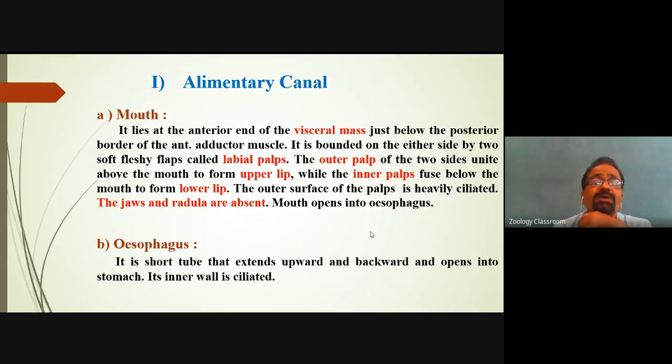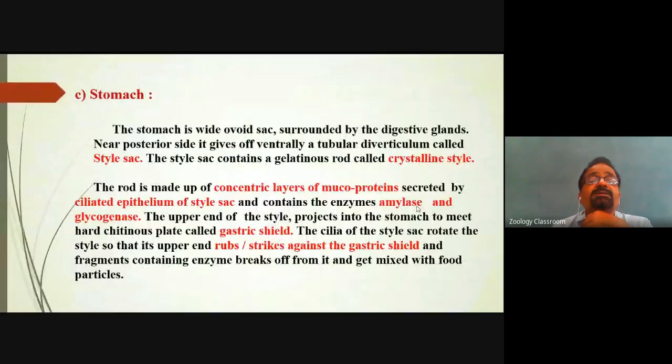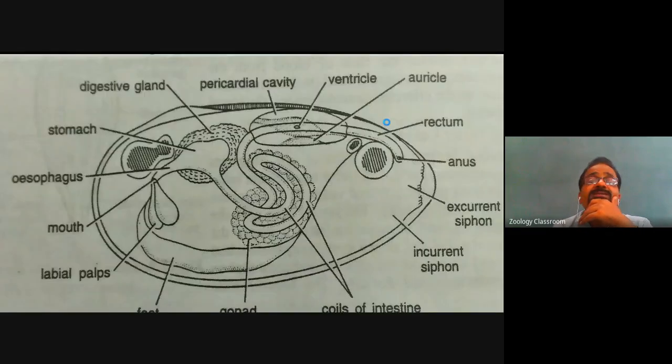Now, actually, you will find, see, this is the oesophagus, which runs upward and opens into the stomach. This is the location of the stomach. Now, the stomach is a wide ovoid sac surrounded by the digestive gland. See, this is the digestive gland which surrounds it.